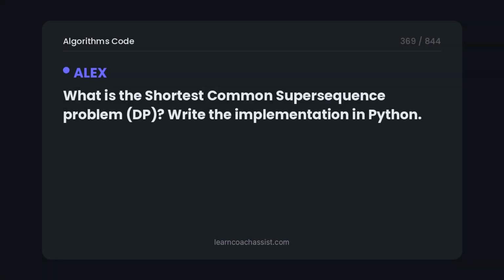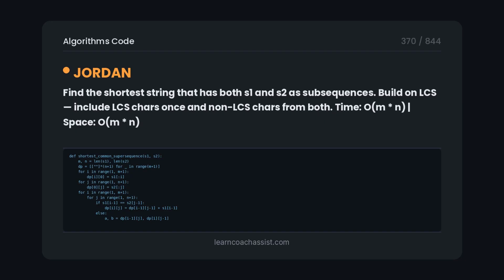What is the shortest common supersequence problem, DP? Write the implementation in Python. Find the shortest string that has both S1 and S2 as subsequences. Build on LCS, include LCS chars once and non-LCS chars from both. Time O(m*n), space O(m*n).